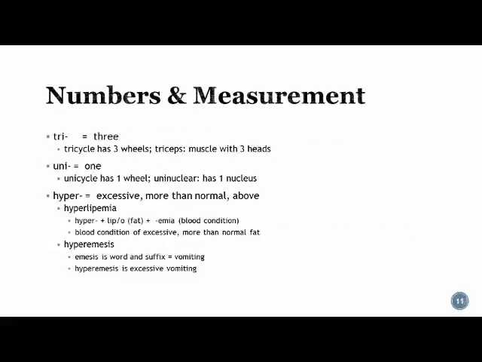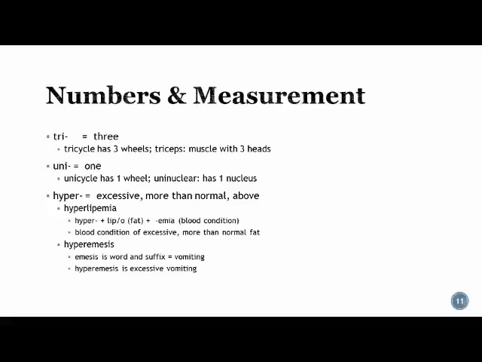Tri, you know, means three. You know a tricycle has three wheels. A triceps is a muscle that has three heads. Three heads are better than one. Uni means one, as in a unicycle. Again, a unicycle has one wheel. Uninuclear means that there is one nucleus.